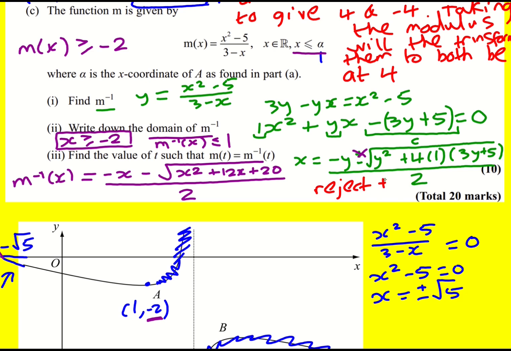Reject positive. This is the wrong side. I want x to be less than or equal to 1 after all. I don't think I need to justify it any more than that. We multiplied out the quadratic and got it back in terms of x, and that gave us our inverse function.